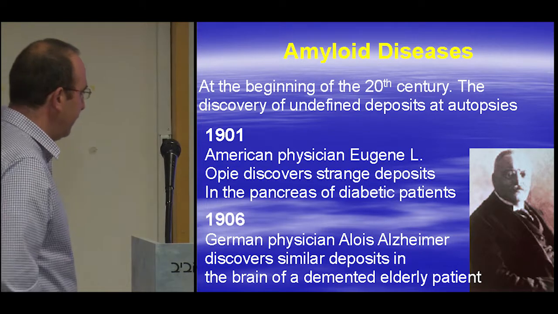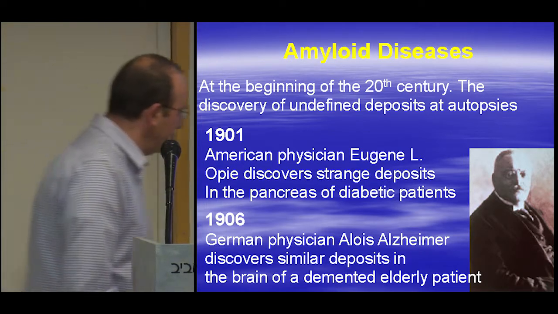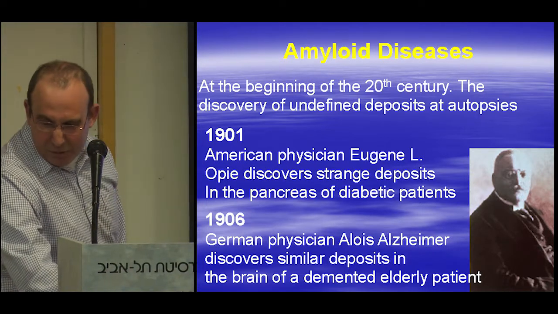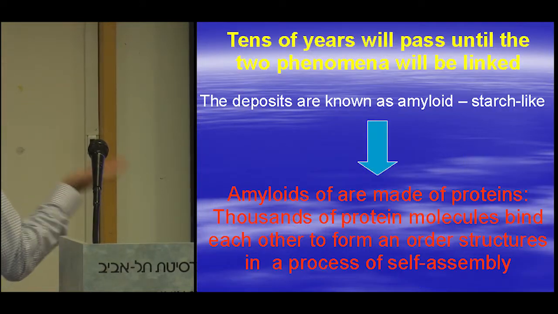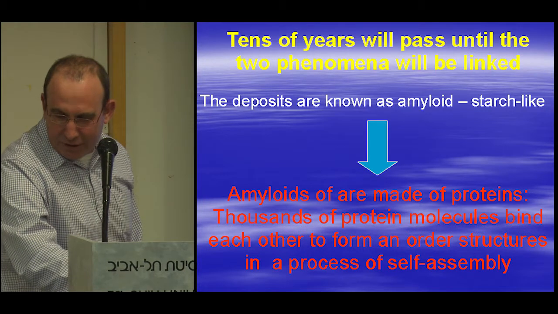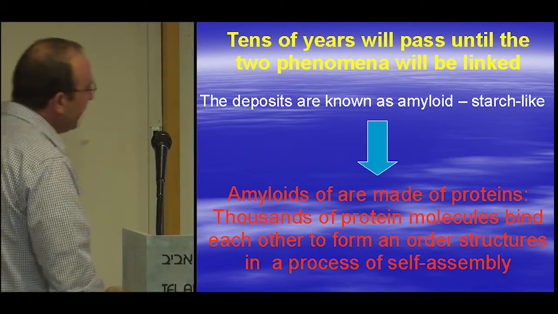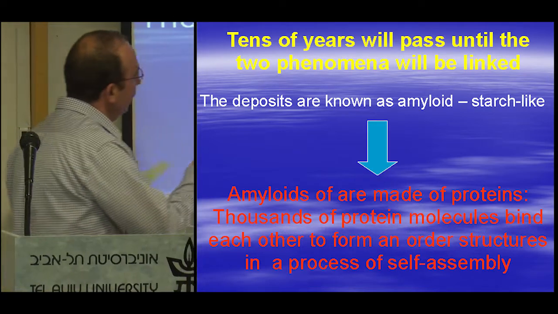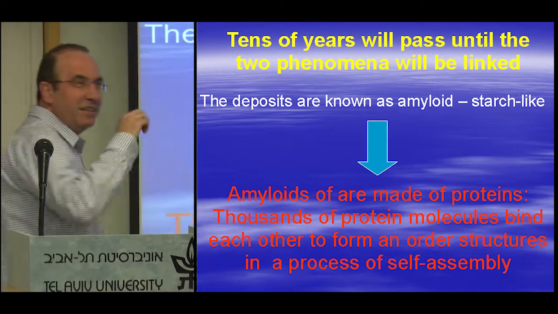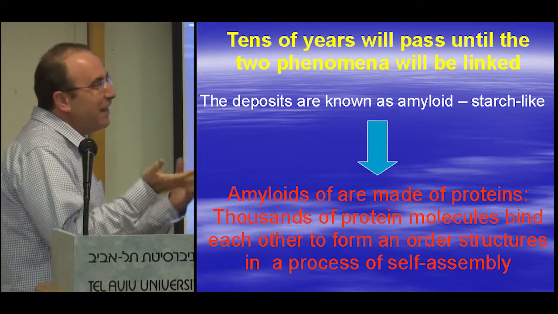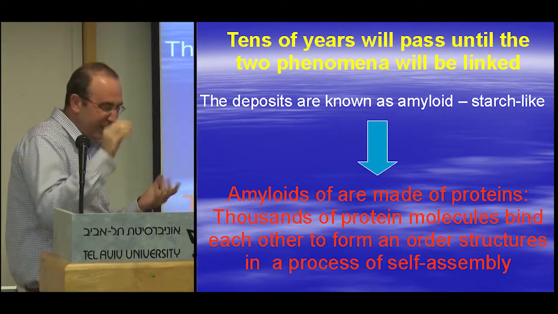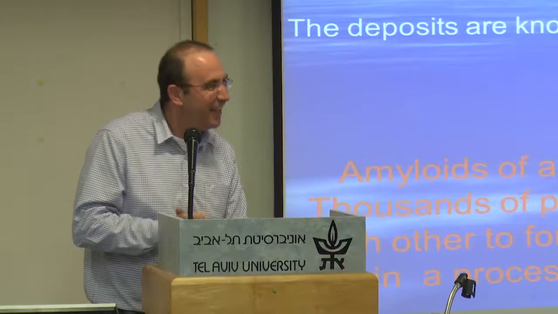The German physician found in a patient with dementia deposits in the brain. What does it have to do with what we discussed about self-assembly? A few tens of years later, it was discovered that amyloids, as we call them, are starch-like. It was very primitive at that time. At the beginning of the 20th century, the way it was done was by staining with iodine, like you do with a potato in kindergarten.